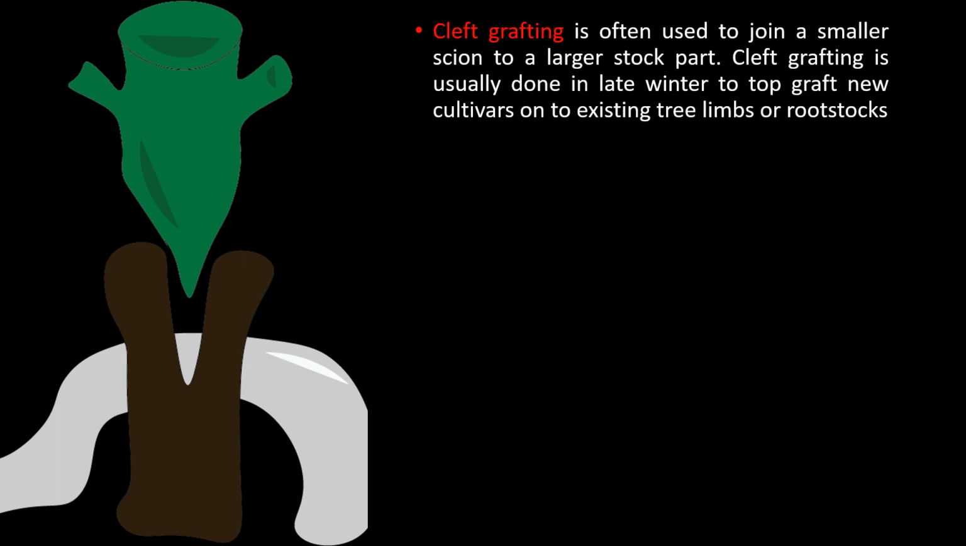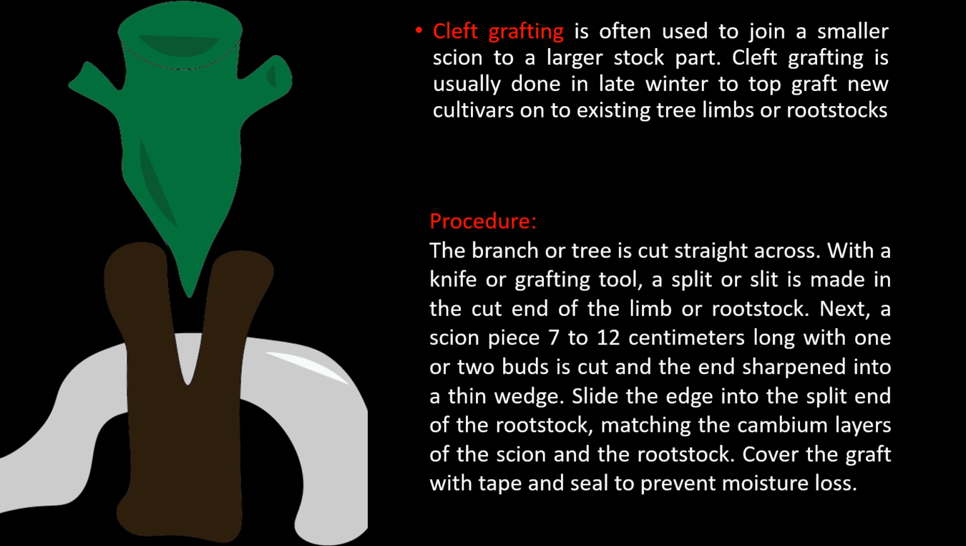This is cleft grafting. It is often used to join a smaller scion to a larger stock part. Cleft grafting is usually done in late winter to top graft new cultivars onto existing tree limbs or rootstocks. So how to do the cleft grafting?